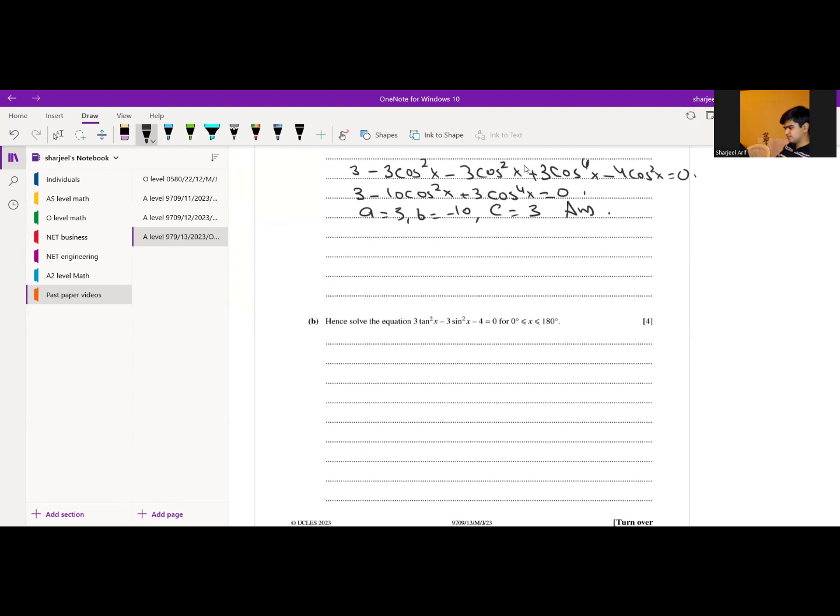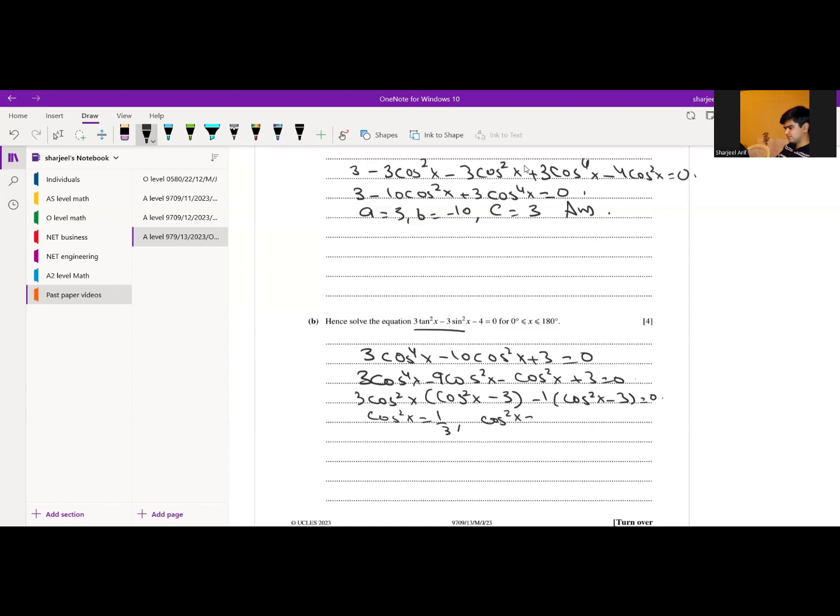For part B, we have to solve this equation. So in the previous part, we know that this is equal to cos 4x minus 10 cos square x plus 3 equals 0. We will make factors because it's a quadratic equation. So this will be minus 9 cos square x minus cos square x plus 3 equals 0. So 3 cos square x minus 1 into cos square x minus 3 equals 0. So cos square x will be equal to 1 by 3 and cos square x equal to 3.